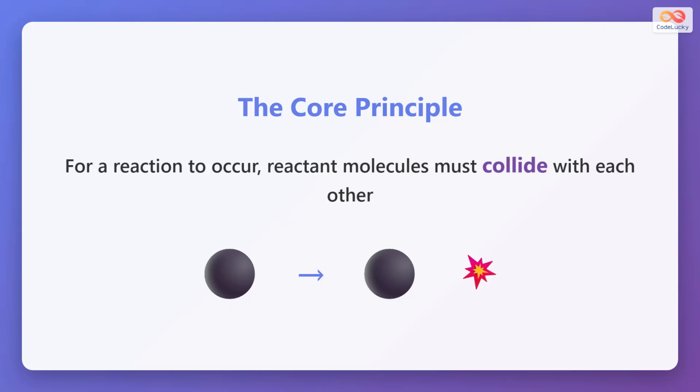Here's the core principle of collision theory. For a reaction to occur, reactant molecules must collide with each other. This might seem obvious, but it's absolutely fundamental. Think about it. Molecules are incredibly tiny and constantly moving in random directions. When they bump into each other, there's a chance they might react and form new products. Without collisions, there can be no reaction. This is why stirring or shaking can speed up reactions. It increases the frequency of molecular collisions.